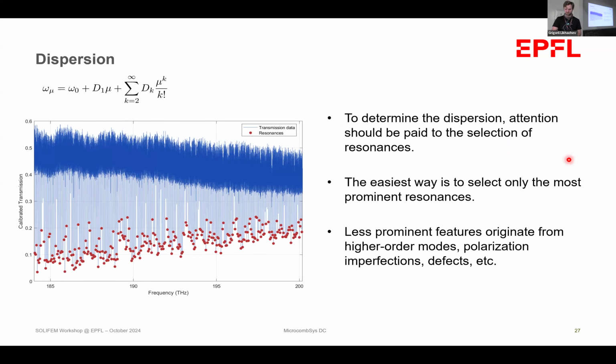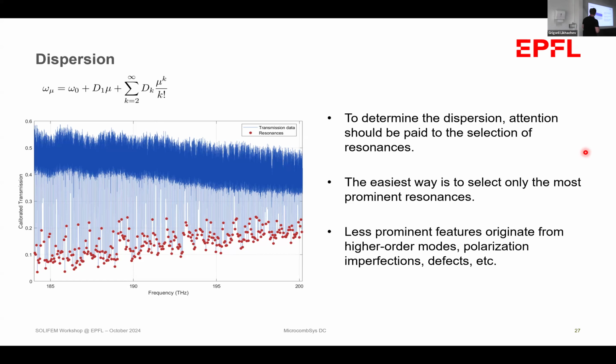Here is the trick. Not all of the resonances basically contribute to the dispersion. And from here, it starts to be a little bit tricky, and data processing should be very careful. Sometimes it's really hard to make it automatized, so you really need to pay attention to this. For example, here you can see some small resonances, but those are probably resonances of a different mode that you don't need to take into account.